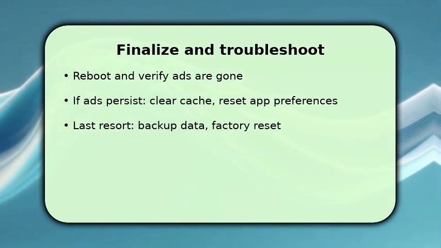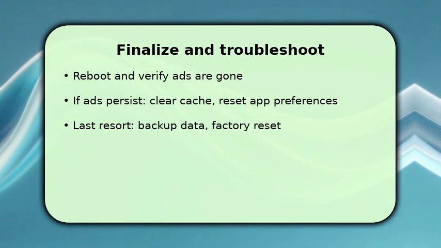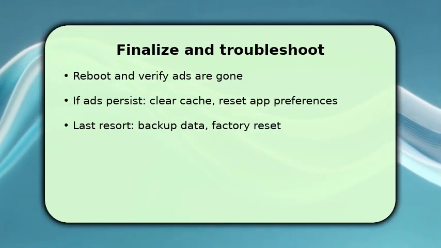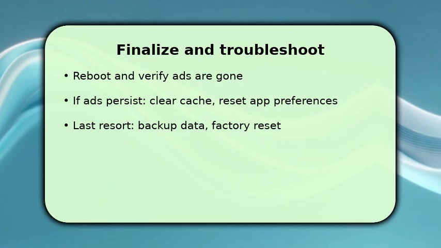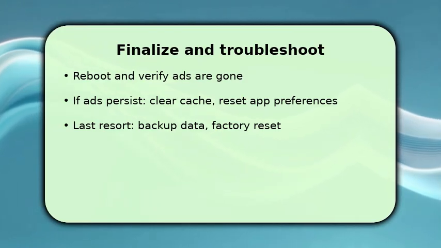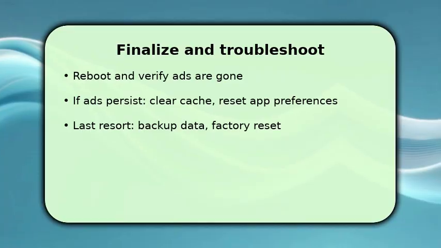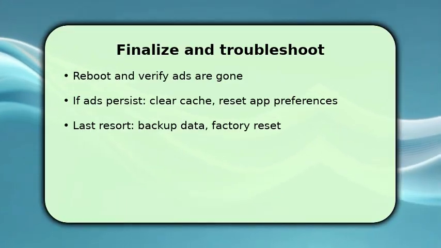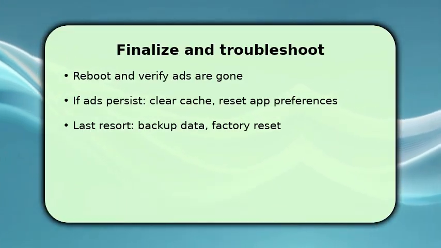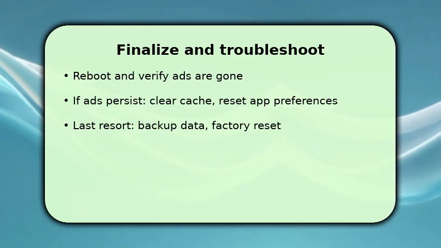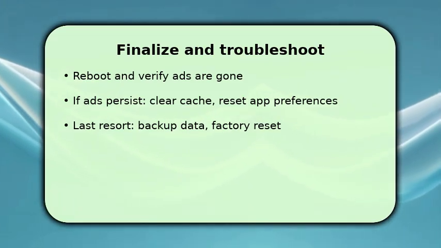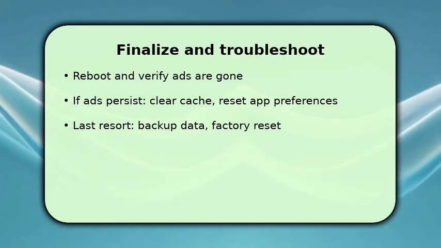If ads persist, go back to offending apps, clear cache and storage, and then reset app preferences in settings. This often restores correct defaults. If none of that stops intrusive ads, back up your data and perform a factory reset as a last resort. Remember to reinstall only trusted apps. If problems continue, check for a recent app you installed just before ads began.